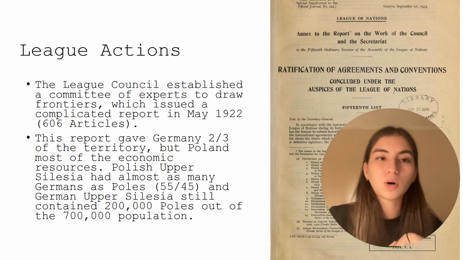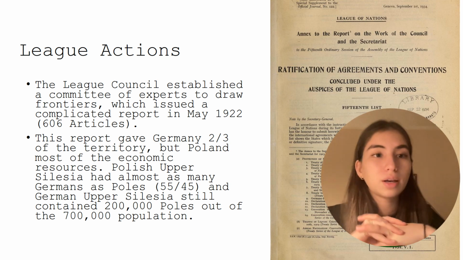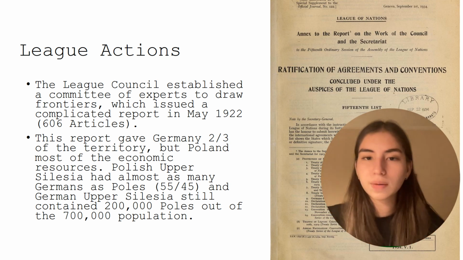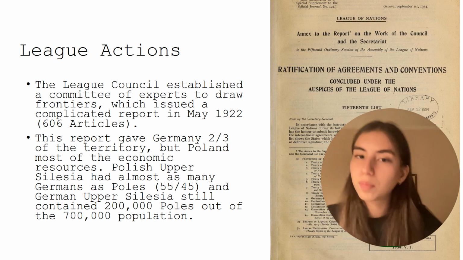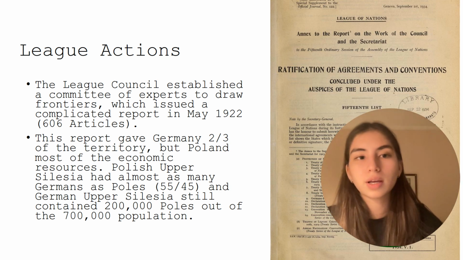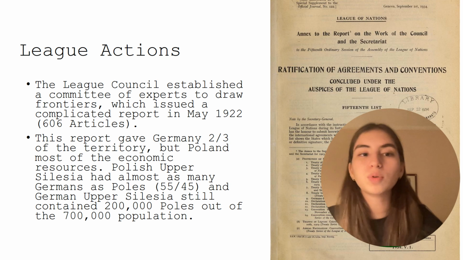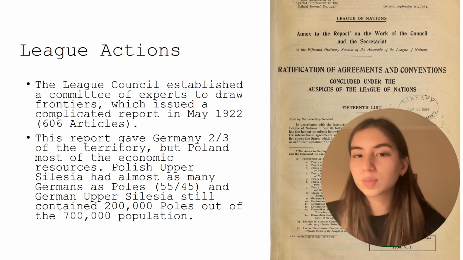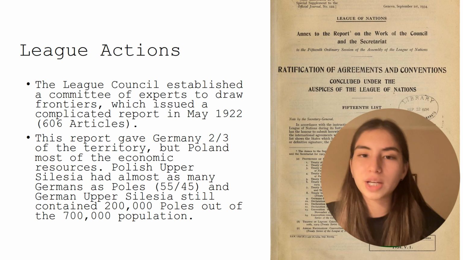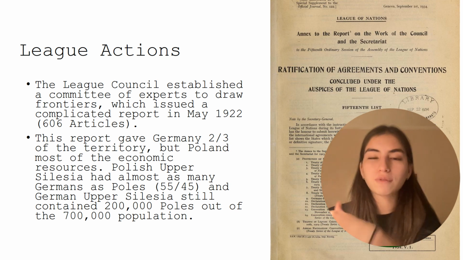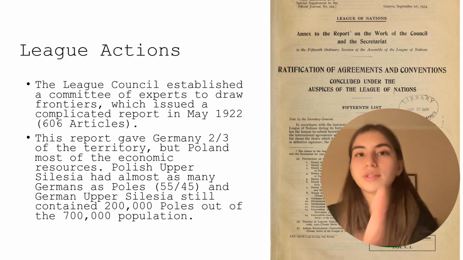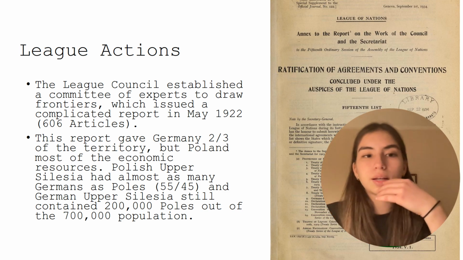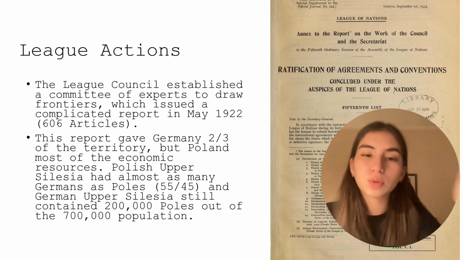So the complicated report had 606 articles. The report gave Germany essentially 2/3 of the territory, but Poland had most of the economic resources. And Polish Upper Silesia had almost as many Germans as Poles. So the territorial split didn't split the population very well. In Polish Upper Silesia, after the League's resolution, there were still many Germans. And in, obviously, German Upper Silesia, there were still many Poles.